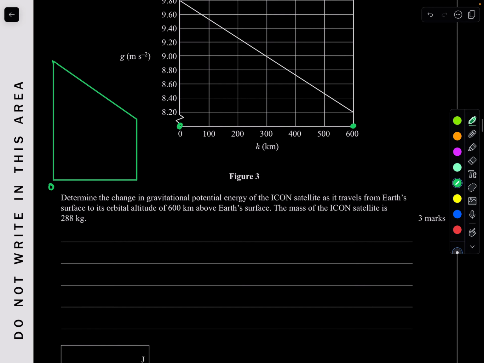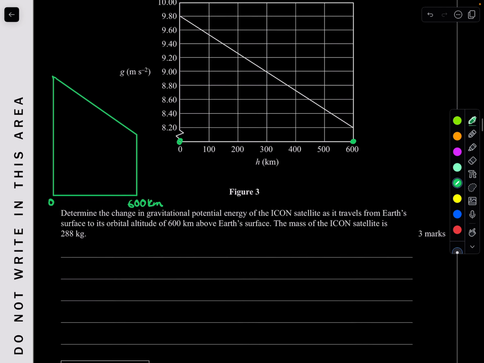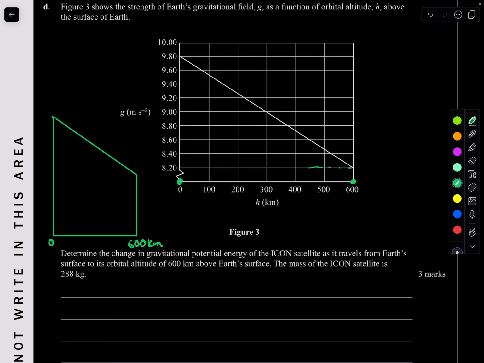And so think of this as 0, that 0 part here. That 600 is right over here, kilometers. And this part over here is 8.2. And this part at the maximum point here is 9.8. So guess what? It's just a trapezium, because if you really look at the distance from here, that's 600 kilometers. This distance here is just 8.2 from what we said. And this whole big part over here is 9.8.